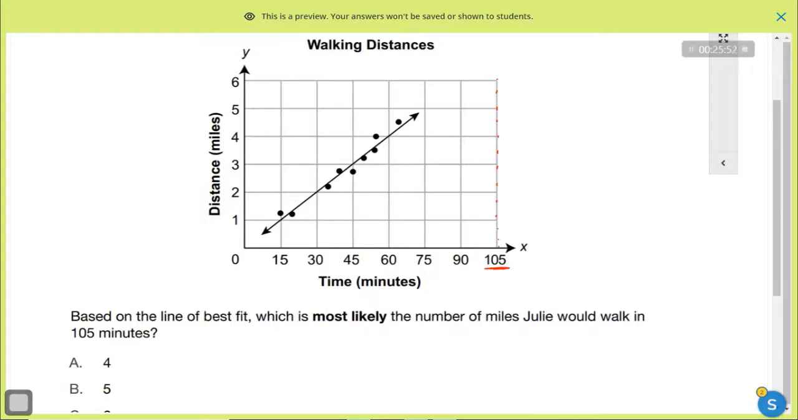Ignore the points right now. They've already given us the line. Notice my line is going through each of these points right here. That means it's going up 1 over 15. All right, so up 1 over 15.